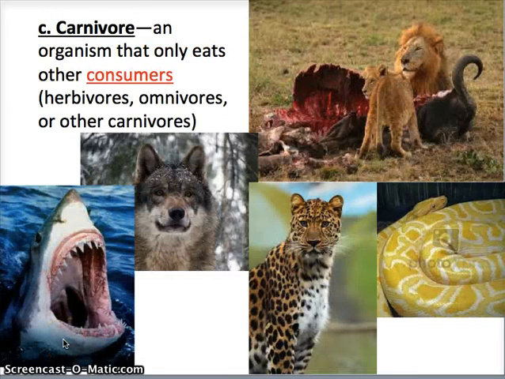And last but not least, we have a type of consumer called a carnivore. Carnivores only eat meat, or they eat other consumers, such as herbivores, omnivores, or other carnivores. They're usually the top of the food chain, and all these animals that you see here, they are carnivores.